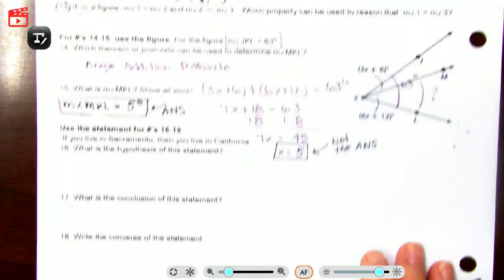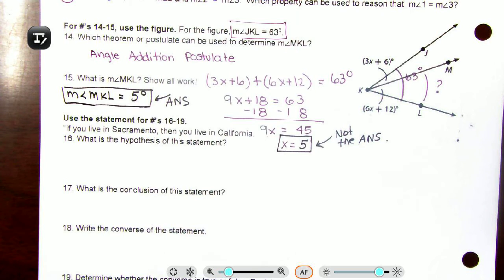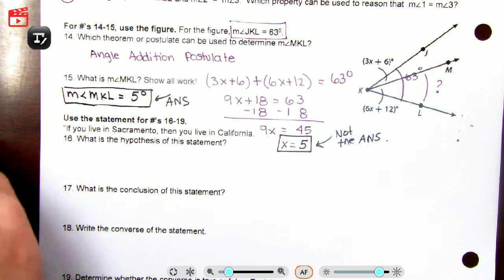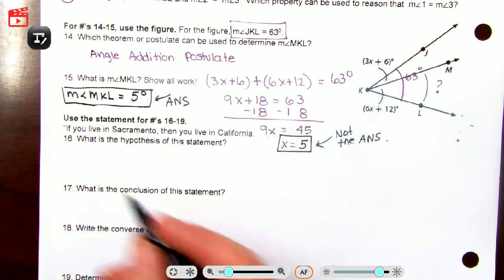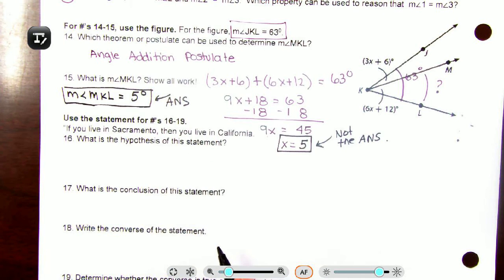All right. If you live in Sacramento, then you live in California. So what is the hypothesis of this statement? This is an if-then statement. So if something happens, then something else happens, and then you have the converse of that statement.